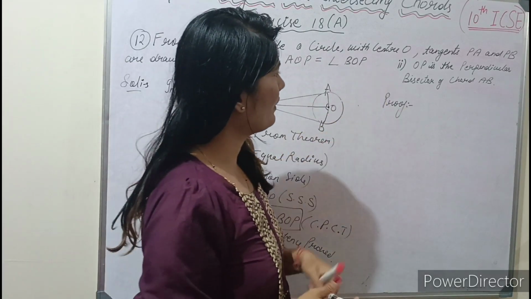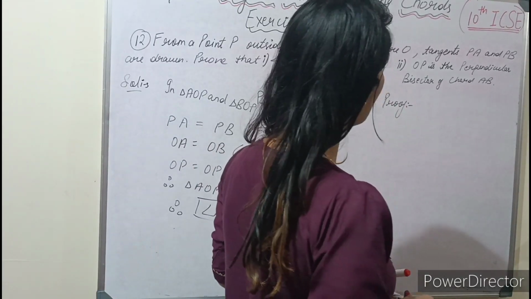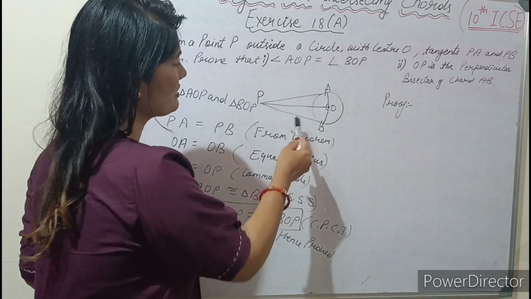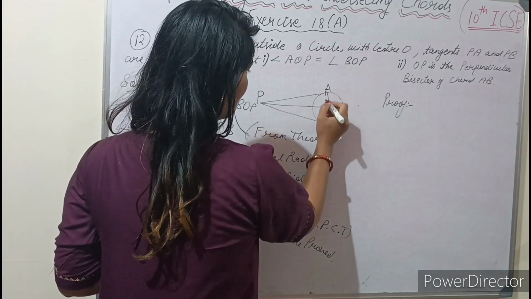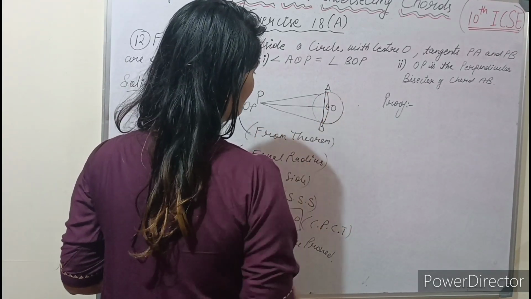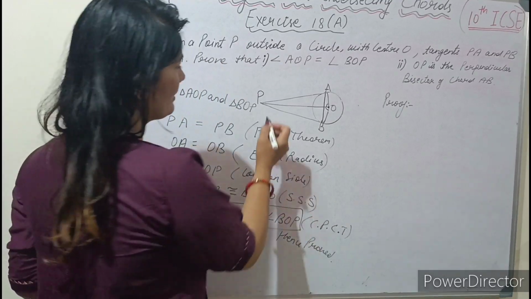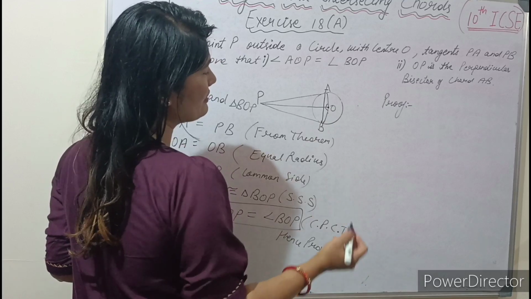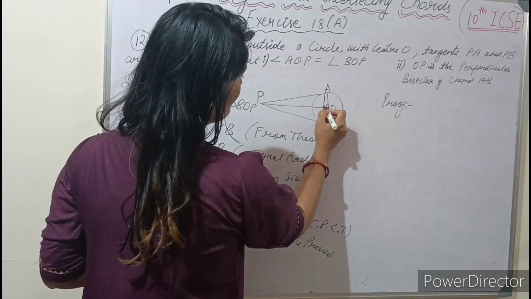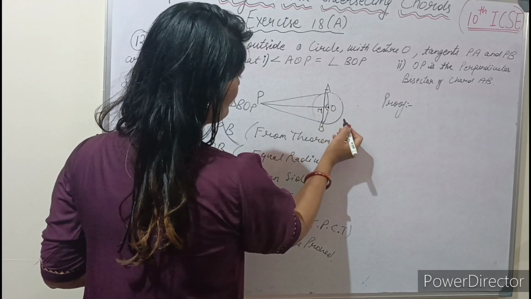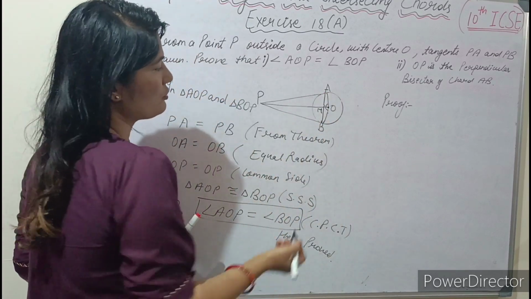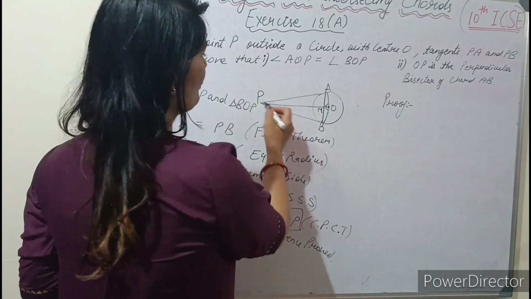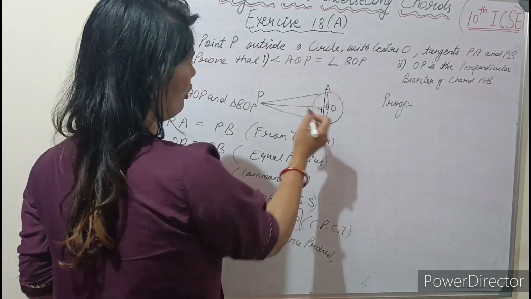Moving to the second part. In this case you have to prove that OP is the perpendicular bisector of the chord AB. So you have to join AB. Here AB is the chord. You need to prove that this side OP is the perpendicular bisector of the chord AB. It means you have to prove that this angle, you can name it M, angle OMA and also angle OMB should be 90 degrees. Then only we can say that OP is the perpendicular bisector of the chord AB.